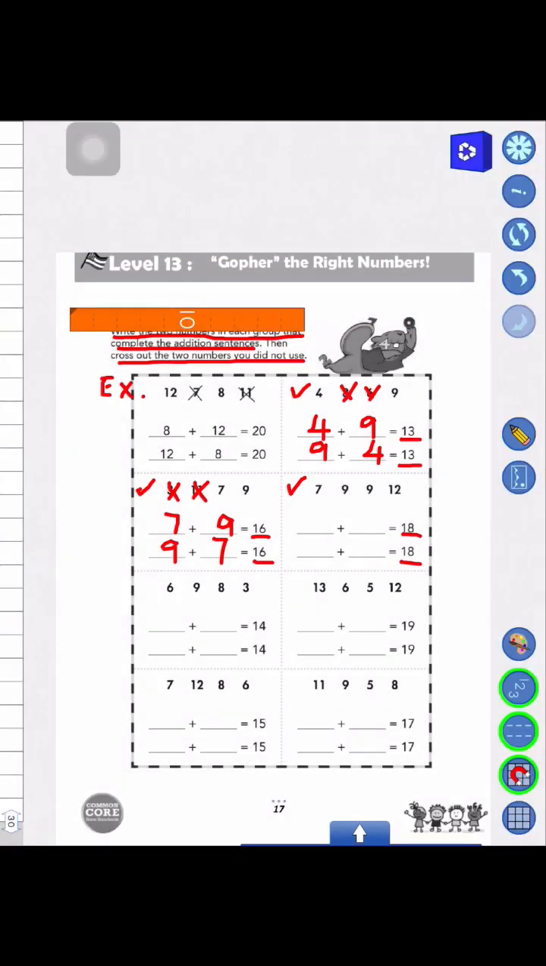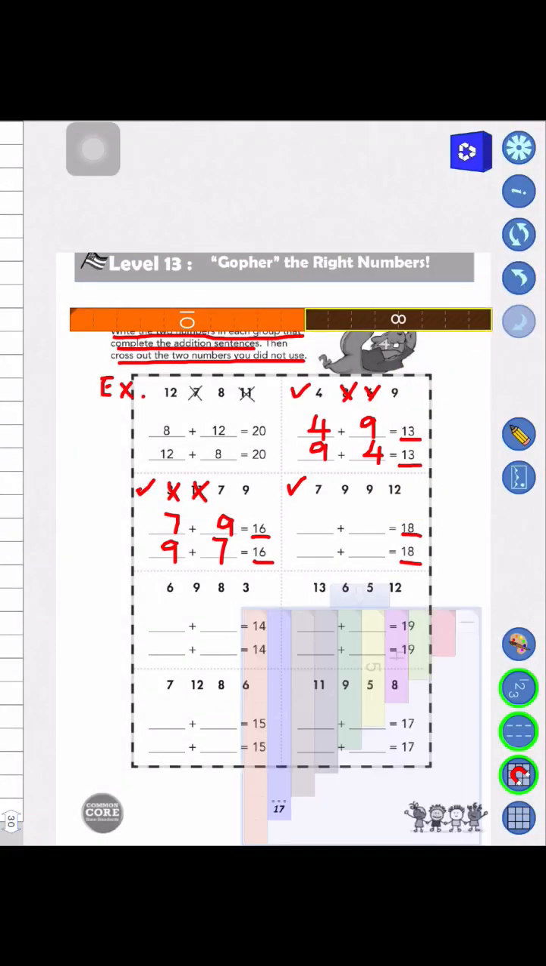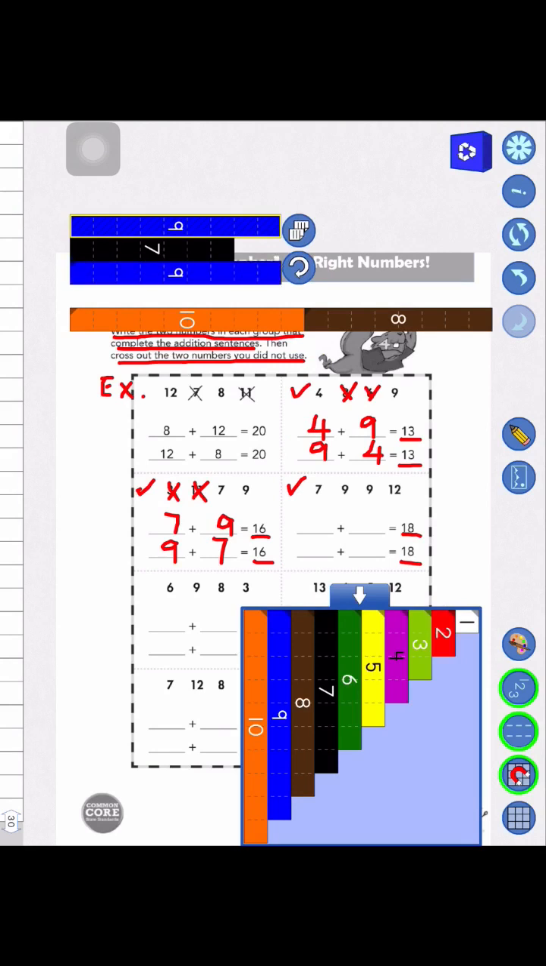The sum is 18. So 18 is 1 ten and 8. So we put a number 10 rock and number 8 rock. And we get number 7, and then number 9. Okay, one more, and then our number 12. So number 12 is 1 ten and 2.